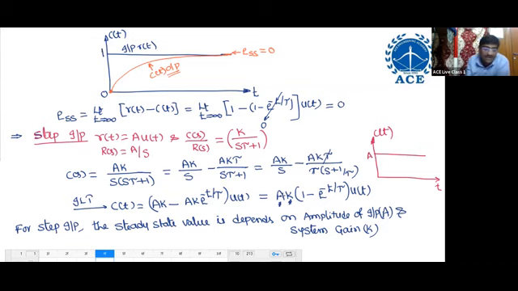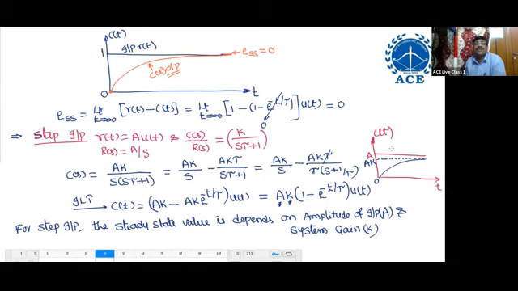That depends on the value of AK. The output moves like this. It may be even more than the input or less than the input at the final value. That depends on the K value. So AK is the final value for step input. Ideally it is one only, but practically the steady state value for step input depends on amplitude of input and system gain K. Remember, it ends at AK.